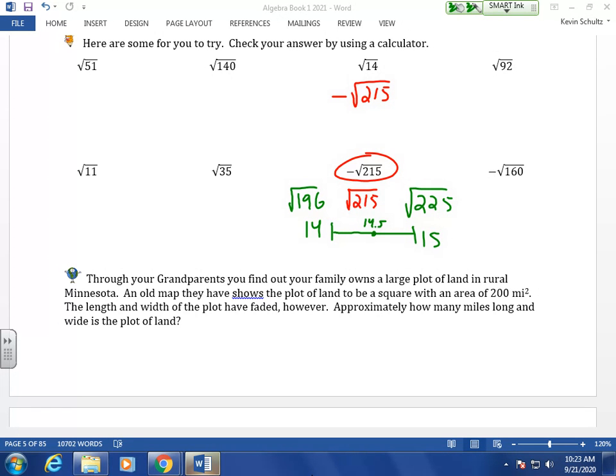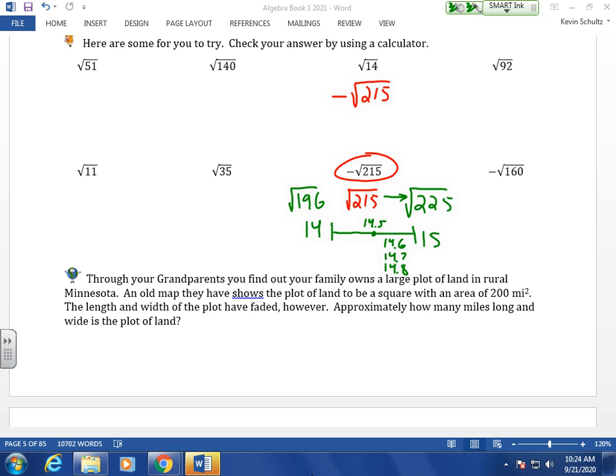Which side of 14.5 will this one be on? The 14 side or the 15 side? Joe? The 15 side. Why? Because 215 is closer to 225. It's only 10 numbers away versus 19 from 196. Okay? So where is it exactly here? I don't know. It could be 14.6, 14.7, maybe even 14.8, 14.9. It's kind of getting a little bit outside of the range there, but again, it's an estimation.